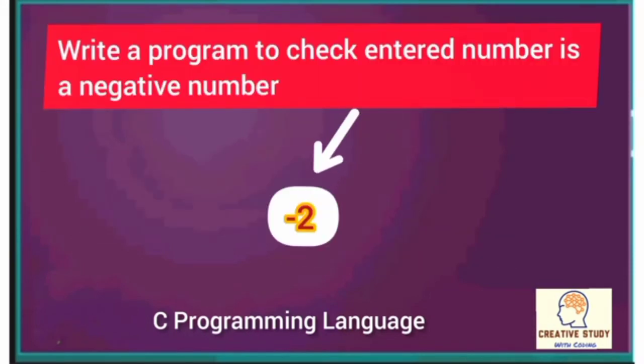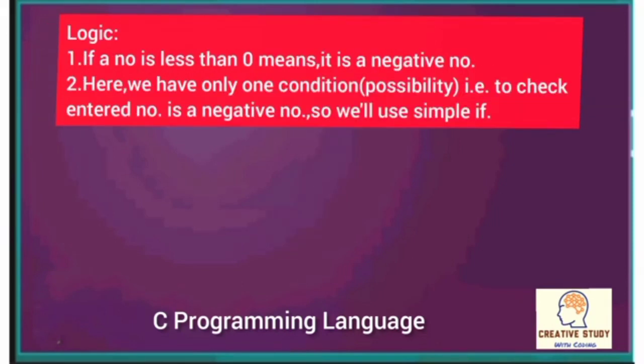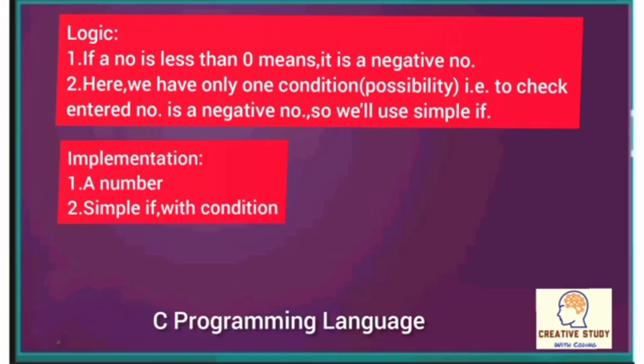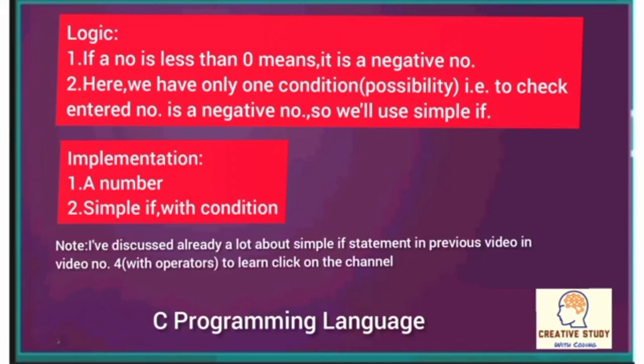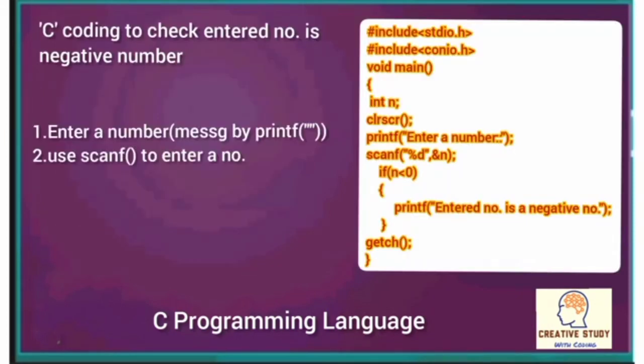Now write a program to check whether the entered number is a negative number. And we know if a number is less than 0, it means it is a negative number. Here we have only one condition, that is to check whether the entered number is a negative number. So we'll use simple if statement for the purpose. So what we need to implement a program: a number and simple if statement. Now let's see C coding.